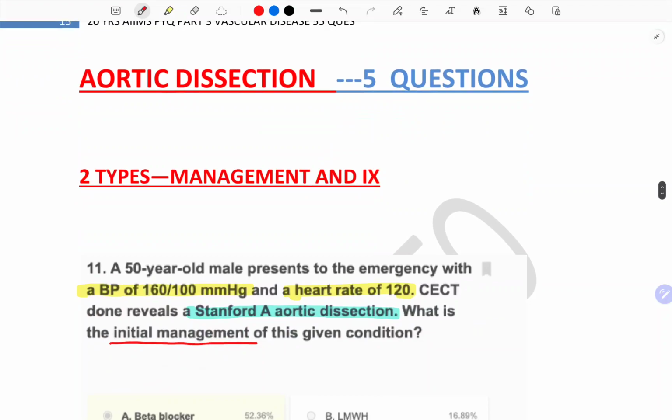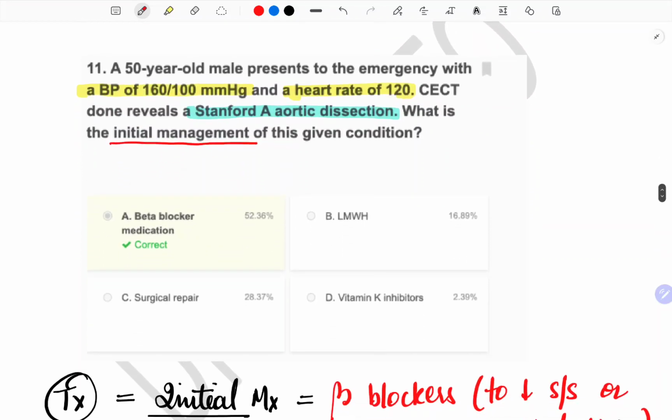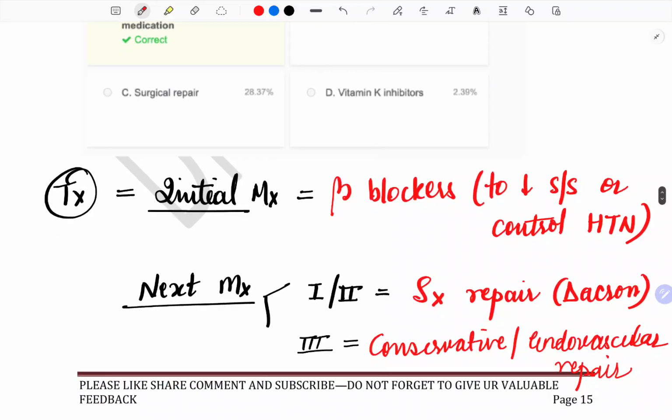Now the next topic is aortic dissection, and this is a very important question because in alternate years they ask the questions. 5 questions have been asked. There are 2 types of questions, management and investigation of choice. So see, a 50-year-old male with BP 160/110, heart rate 120, and it reveals Stanford A aortic dissection. What is the initial management? See, it is very important to know the treatment.